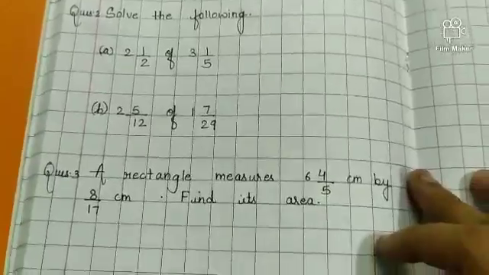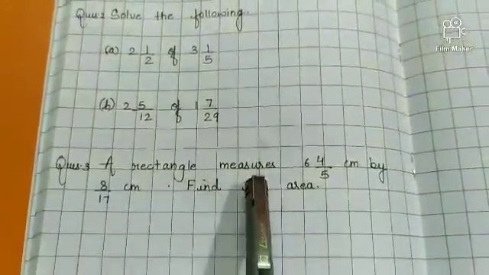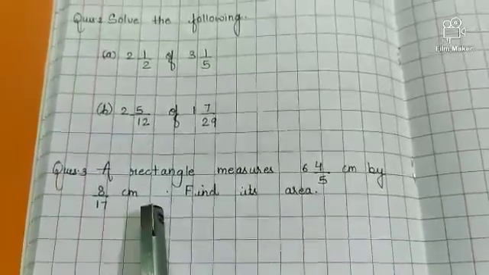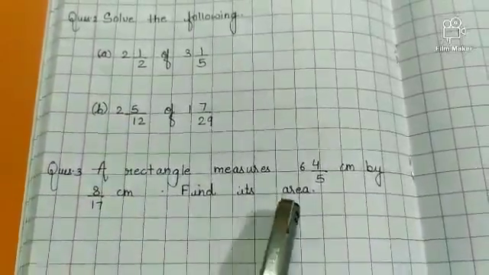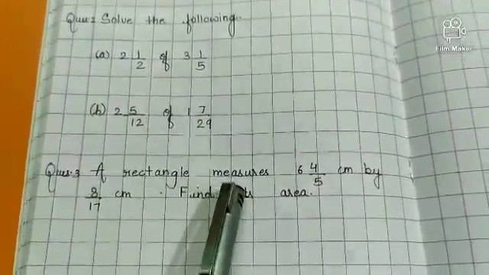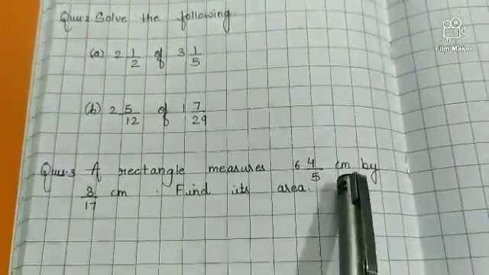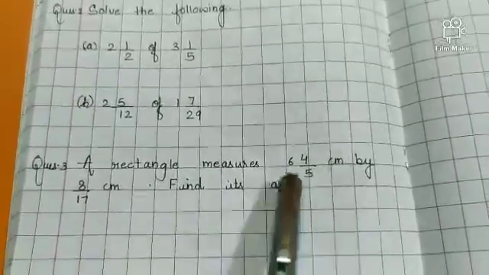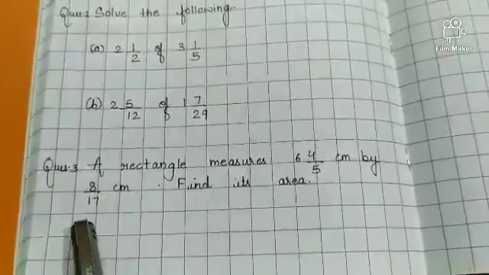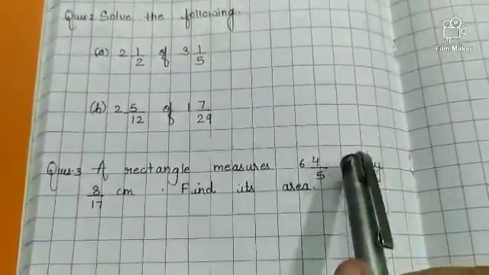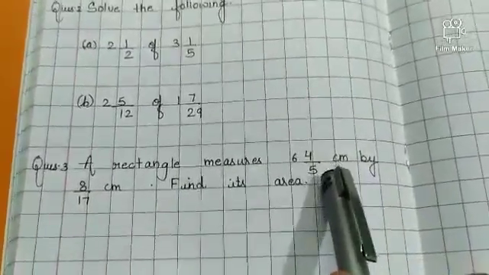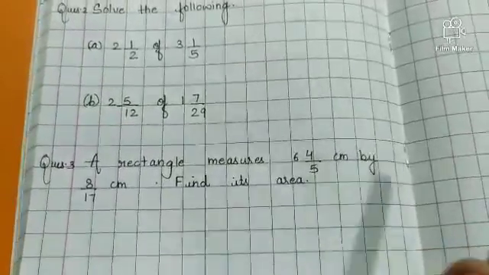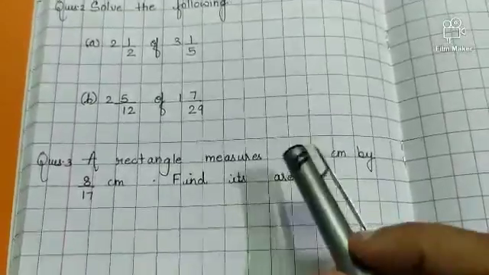Now question number 3. A rectangle measures 6 4 upon 5 centimeter by 8 upon 17 centimeter. Find its area. एक रेक्टेंगल की मेजरमेंट क्या है? 6 4 upon 5 सेंटीमीटर बाय 8 upon 17 सेंटीमीटर. एक इसकी लेंथ है, एक इसकी ब्रेथ है. नाउ firstly you have to change this into an improper fraction. This is in mixed fraction right now, and after that you have to find its area.